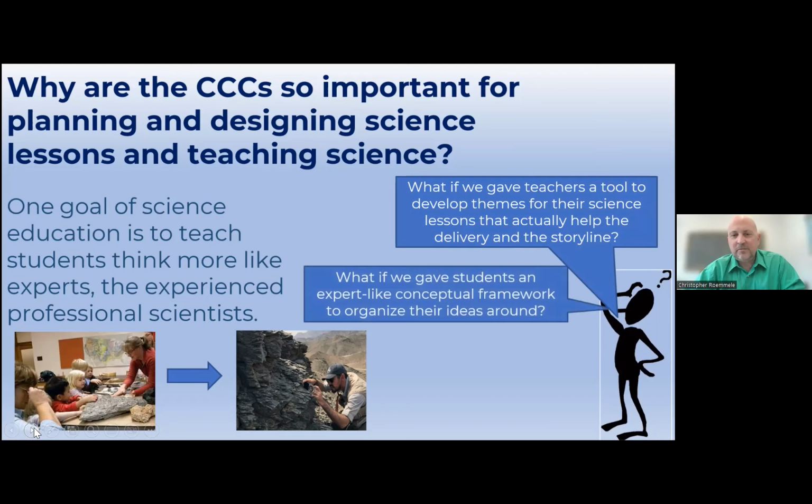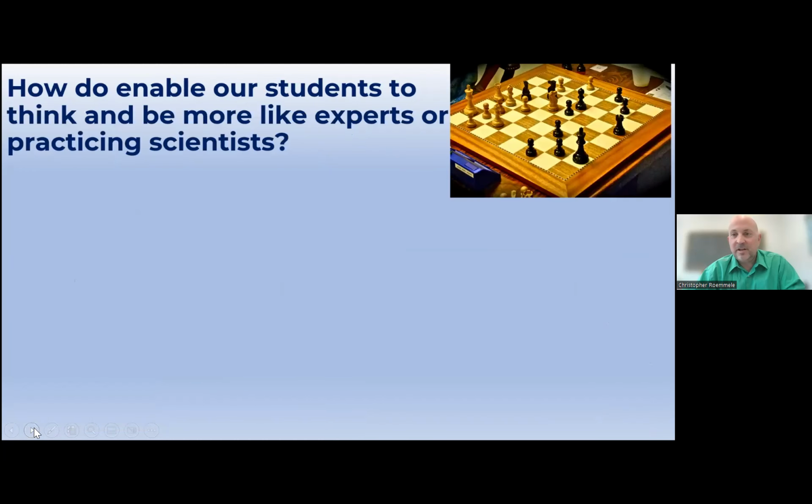And so if we give students that expert-like conceptual framework to organize their ideas around, and that's how the cross-cutting concepts are viewed. They are that framework to organize ideas and to organize thinking, regardless of the scientific content that teachers are expected to teach over the course of the K-12 education science standards. So how do we enable our students to think and be more like experts and practicing scientists?